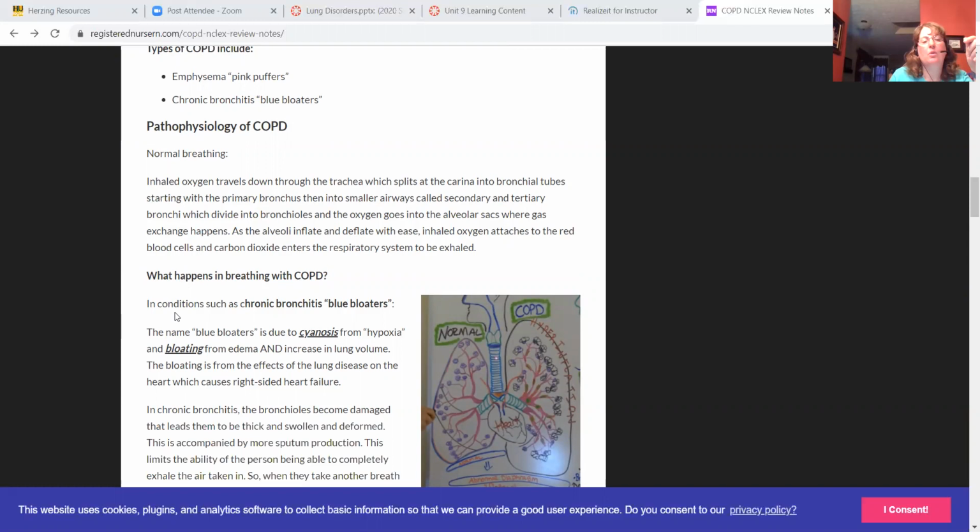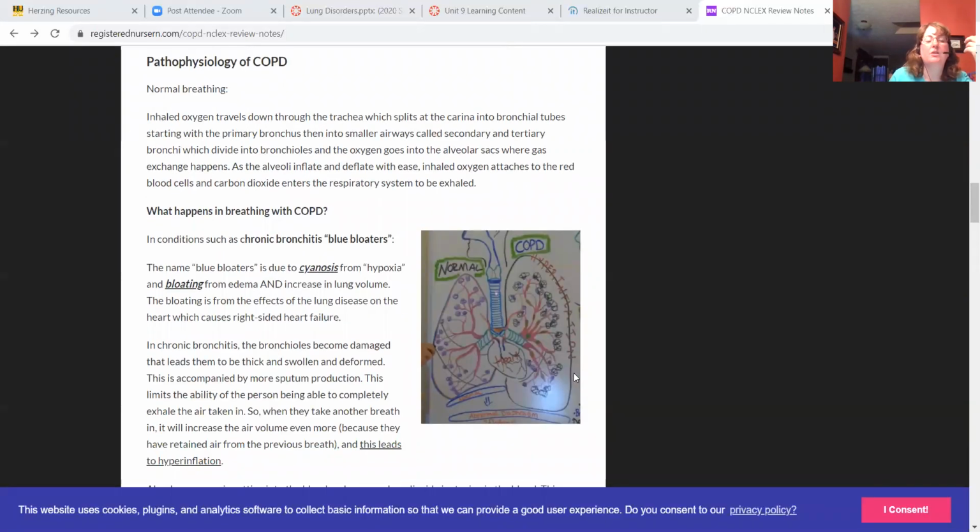So, like with the blue bloaters, this is because you have hypoxia and bloating from this edema, and increase in lung volume. The bloating is from the effects of lung disease on the heart, which causes right-sided heart failure. In chronic bronchitis, the bronchioles become damaged. That leads them to be thick and swollen and deformed. This is accompanied by more sputum production, and it limits the ability of the person to completely exhale the air that's taken in.